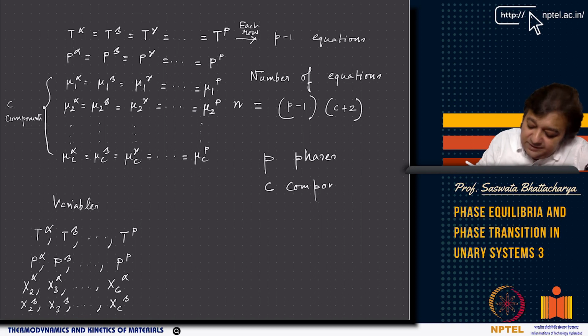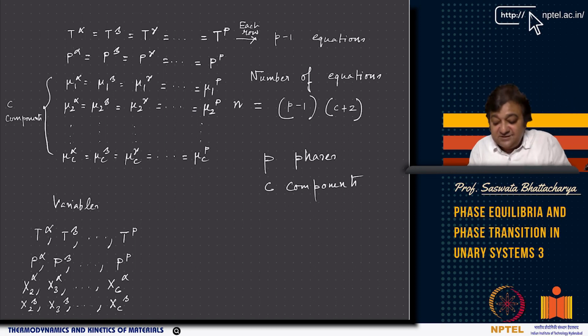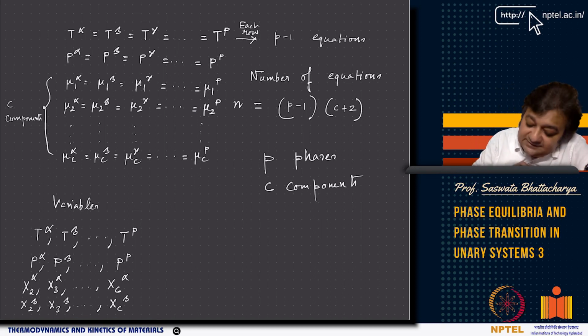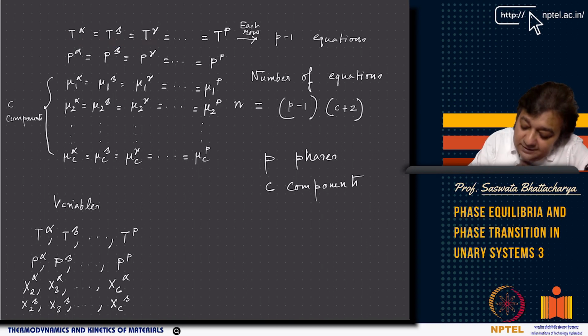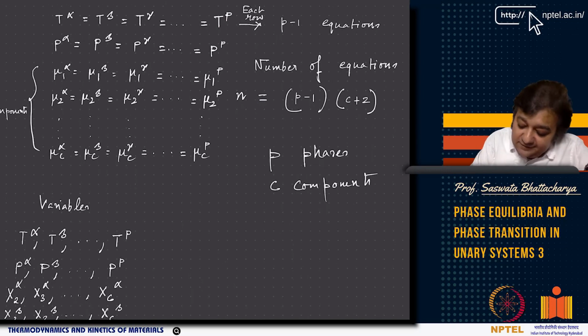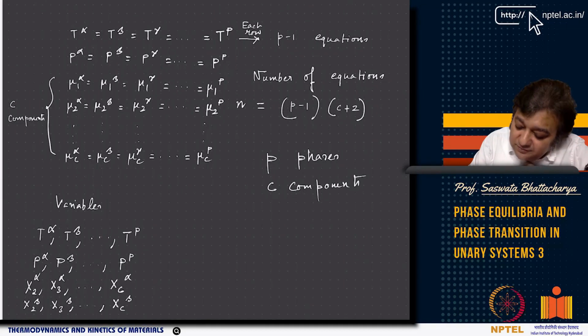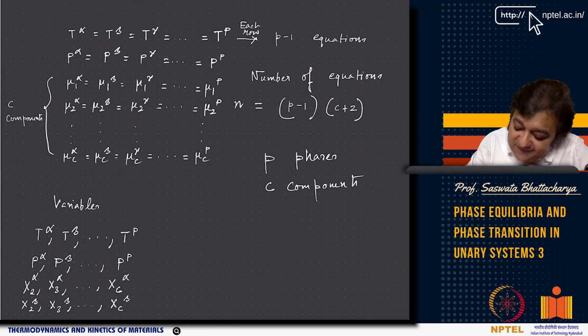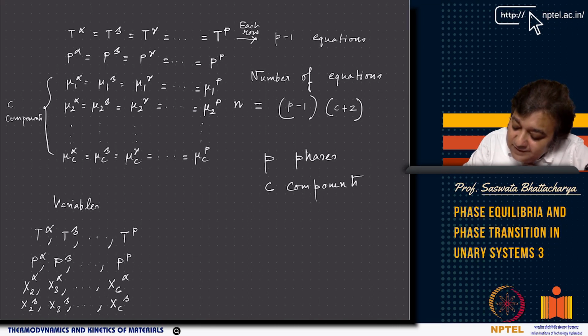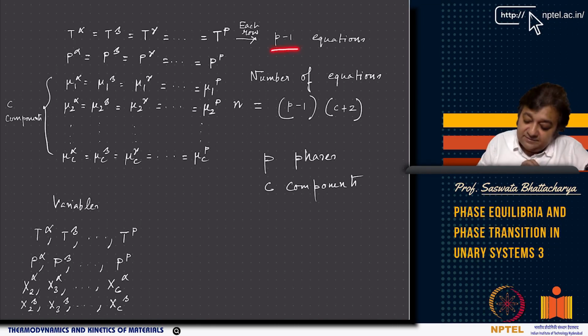Now, what are your equilibrium conditions? For subsystems or phases, the same equilibrium applies if you are considering a simple system. So if all of these phases are in equilibrium, up to P, then you have T alpha equals T beta equals T gamma equals up to T^P. Since you have P phases, you have P minus 1 equations, right?